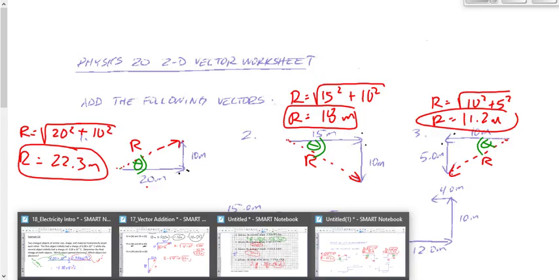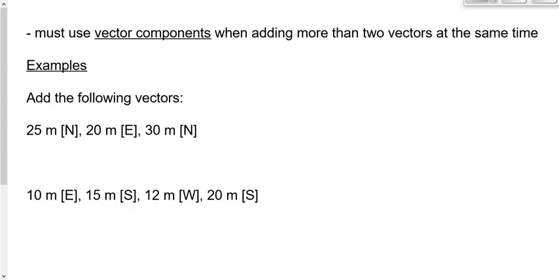Okay, what are we going to do if we're adding more than one vector together? Or, sorry, more than two vectors together? Well, we have to use what we call vector components then.